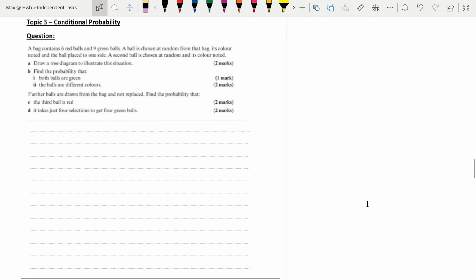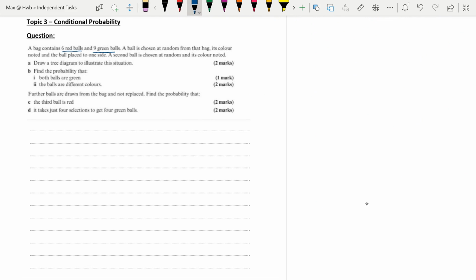So question 3, we've got a conditional probability one. A bag contains 6 red balls and 9 green balls. A ball is chosen at random and its color is noted. The ball is placed to one side, so it's not put back into the bag. A second ball is chosen at random. So part A, draw me a tree diagram for that.